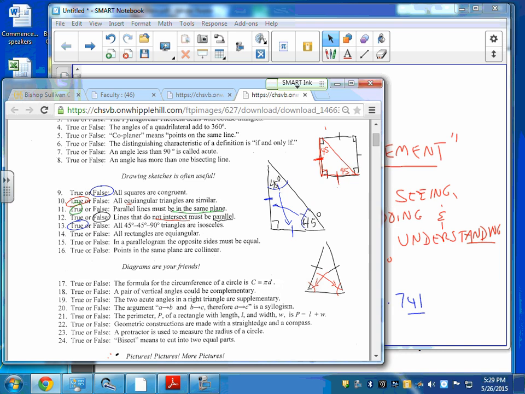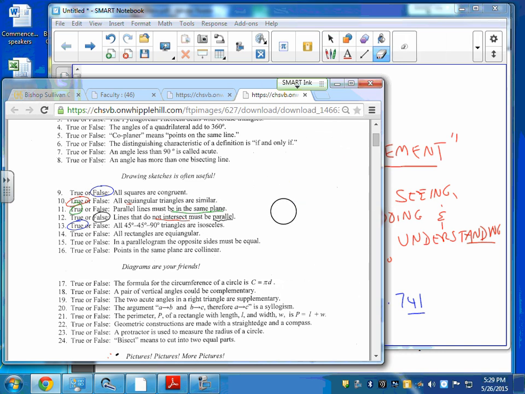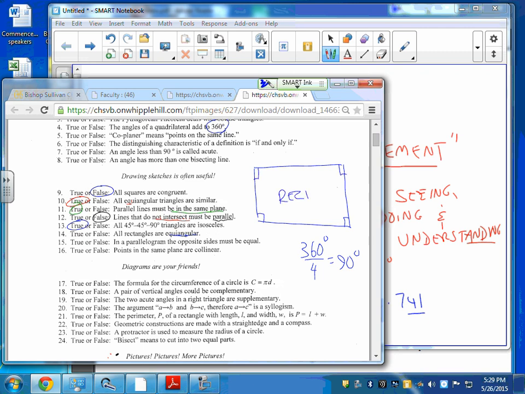Number 14, all rectangles are equiangular. There's that word again, equiangular. So equiangular means the angles have got to measure the same. What do we know about quadrilaterals? A quadrilateral, we knew from earlier on, the angles have to add up to 360. So if 360, and there's four angles, divide that by 4, and you get 90 degrees. All of these are now the same, 90 degrees, and sure enough, that is a definition of a rectangle. All rectangles are equiangular. Absolutely true. So I'm going to put a true there.